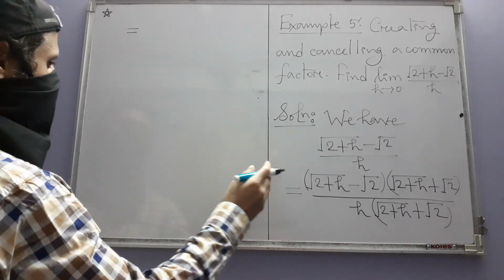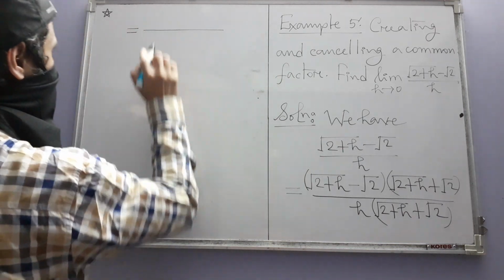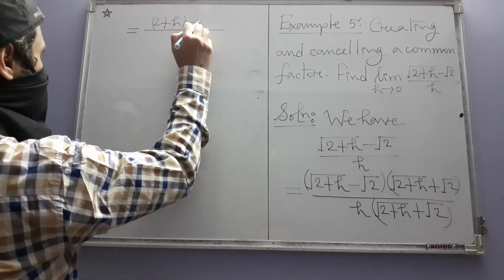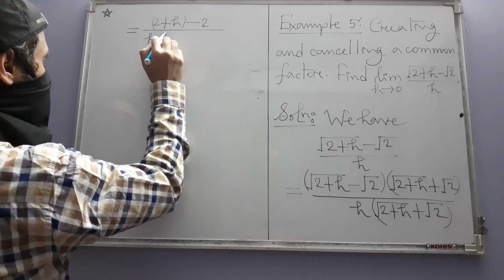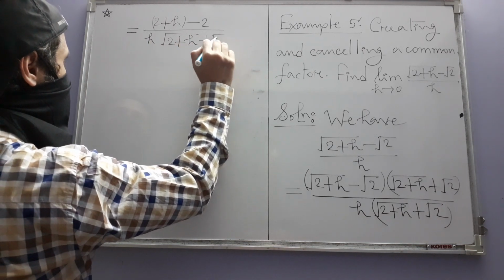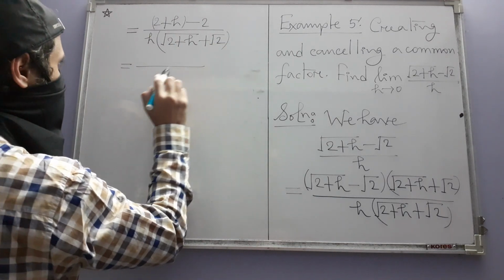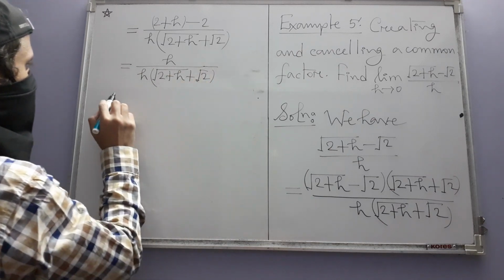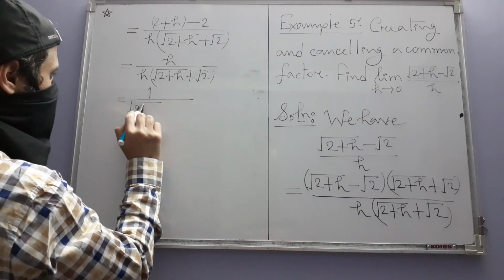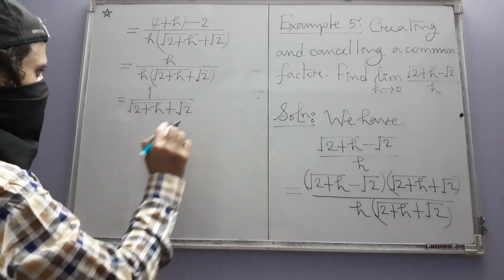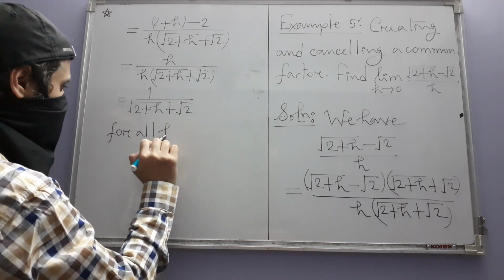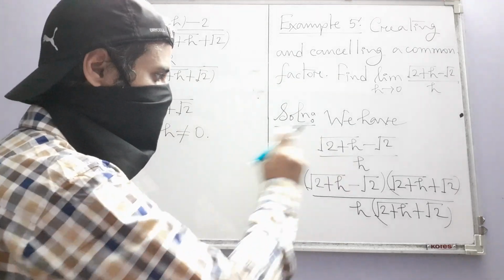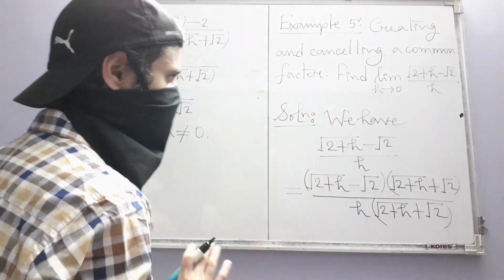And now if you use your usual a square minus b square formula, you then get the square of that, not writing those things, and you have to mention for all h not equal to 0, which is something we need in the beginning itself, because otherwise this is undefined, and in our limit h is non-zero.